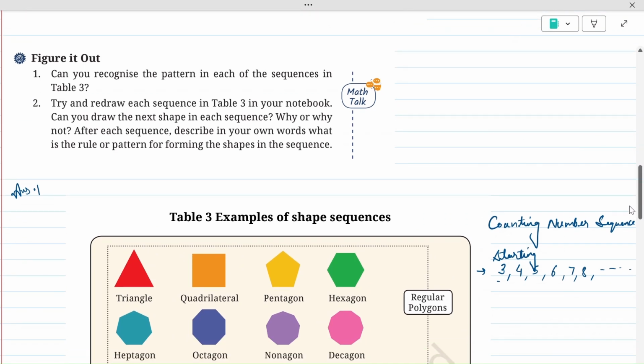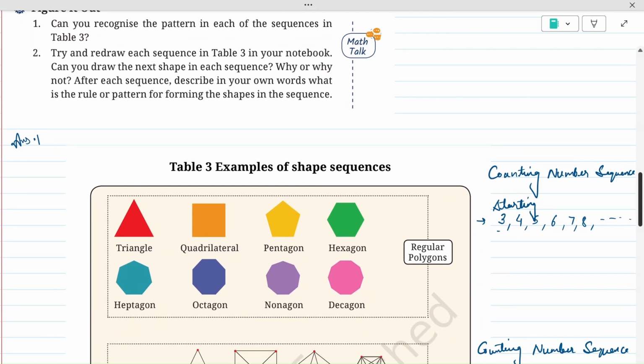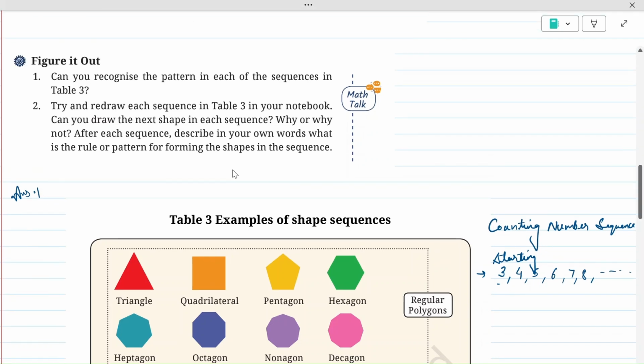After each, why or why not? Okay. Can you draw the next shape? Why or why not? We have done. We have drawn. After each sequence, describe in your own words what is the rule or pattern. This is the next question. But in the first question, we will just have to recognize the pattern. Okay. So that we have done already. And now we are drawing.